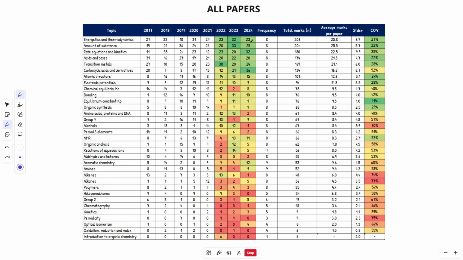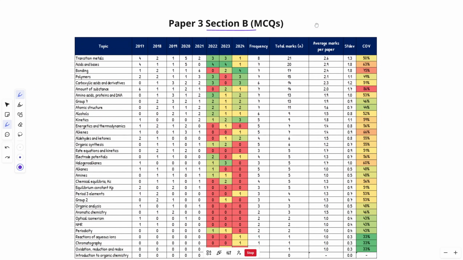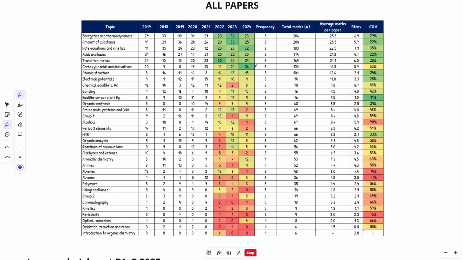Energetics and thermodynamics. It received a decent amount of marks last year, pretty close to the average, but still below. So I expect this to actually go up a little bit. Amount of substance is going to go up because it's barely been on the paper so far to my knowledge. I'm pretty sure there's going to be a decent amount incorporating amount of substance calculations, whether that's the MCQ or section A, not too sure.